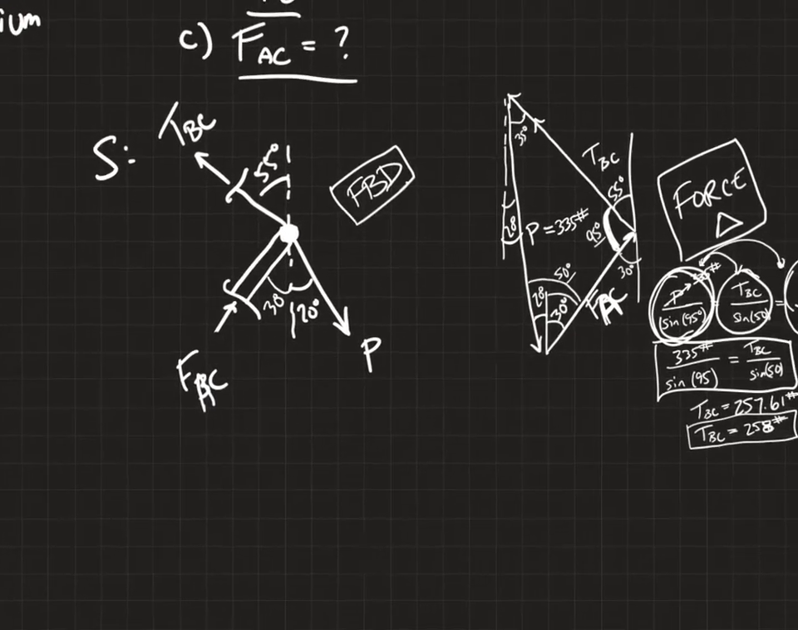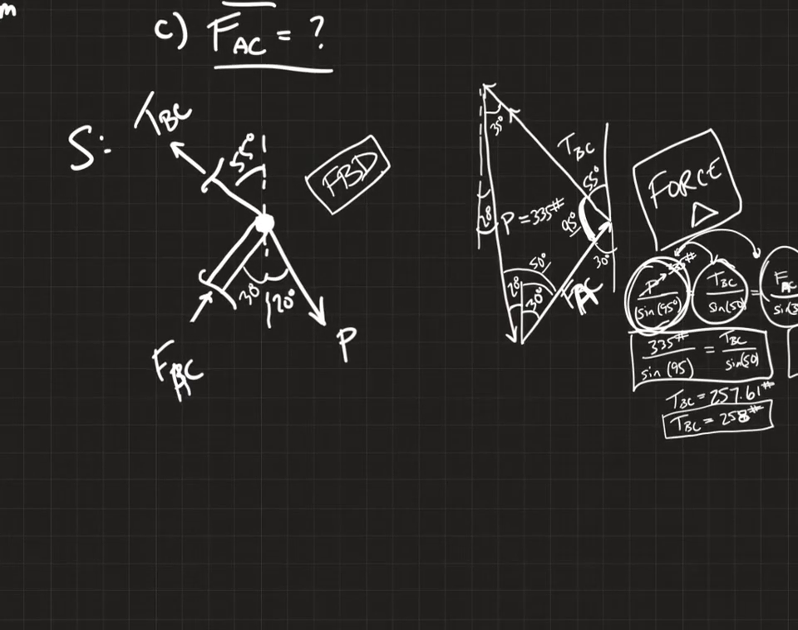What we're going to do in this case is break each of these up. So TBC equals, I'm just going to break them up using the trig. The x component of that is going to be TBC, the magnitude of that, times the sine of 55 degrees, in the negative i direction.